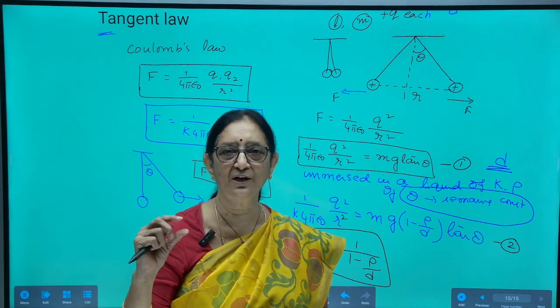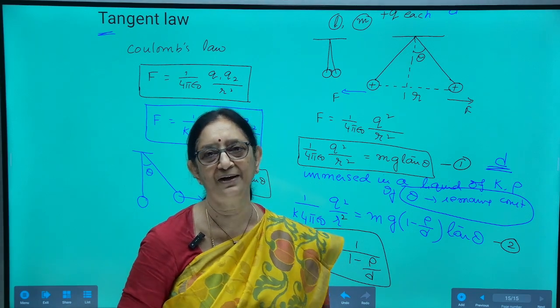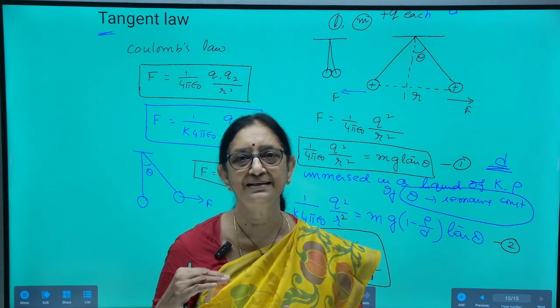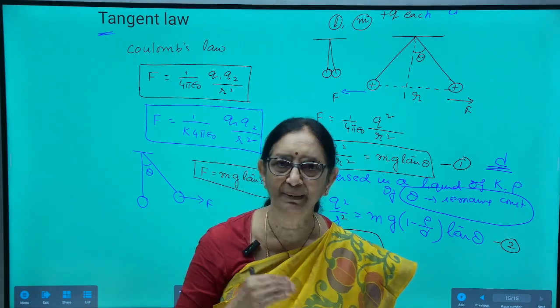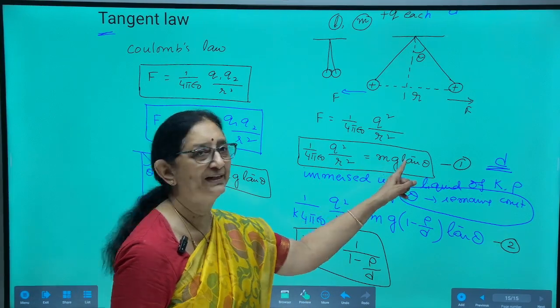So, the horizontal force on each bob is created by the electrostatic force of repulsion between the charged bobs. If the arrangement is in air or free space, 1 by 4 pi epsilon naught q square by r square is equal to mg tan theta.